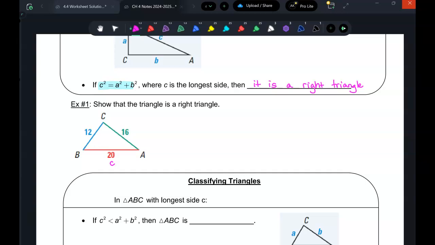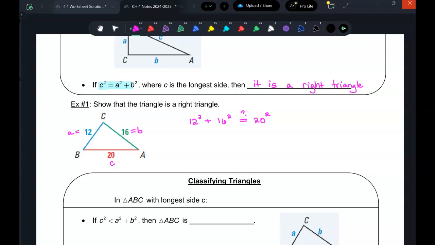Does it matter which two are the other sides? We can call this a and this b. So we want to see, is a squared plus b squared equal to c squared? Is 12 squared plus 16 squared equal to 20 squared? Now you have to show it. You can't just say yes or no.